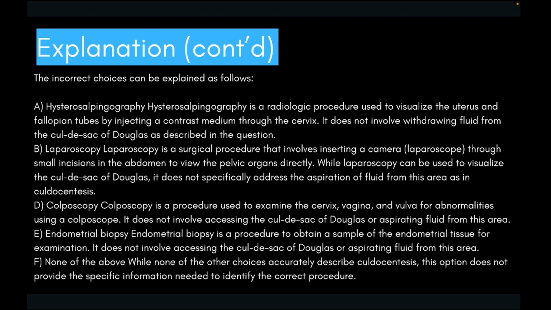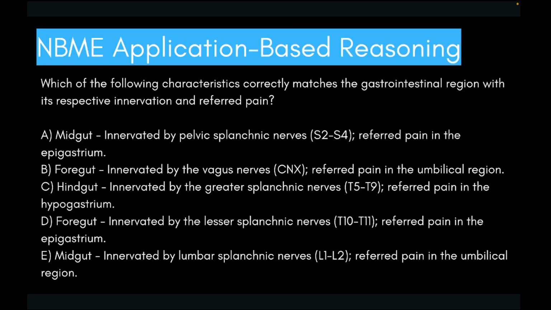We should be going through the rest of these procedures in the GI and reproductive review series, so it's a nice sneak peek into those. So, moving on to the next question. Which of the following characteristics correctly matches the gastrointestinal region with its respective innervation and referred pain?